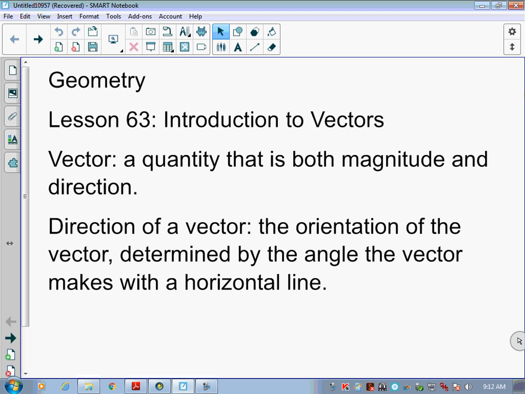Let's see, Darian, can you define direction of a vector for me? The orientation of the vector determined by the angle the vector makes with a horizontal line. Okay, and that'll make more sense as we begin to see the visual component. It's going to look a lot like a slope for the most part. It will have a beginning and an end.